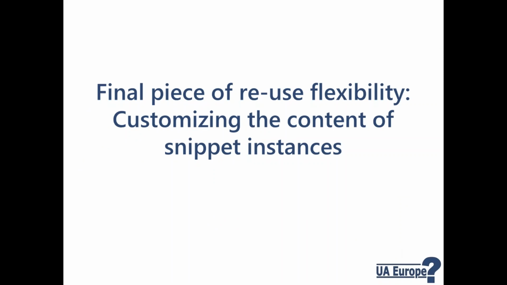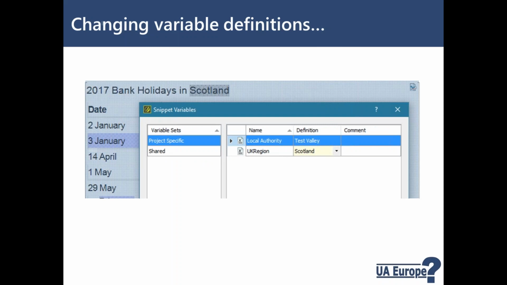All right, so the final bit of flexibility, and maybe this is the reason why some of you have tuned into this webinar, is how can we customize the content of snippets depending on where we insert them within our project. This is going to be really powerful. First of all, I've already mentioned that we can change the names of variables, but we can do it in snippets as well. I said that we can change variables for different targets, but we can even do it in snippets.